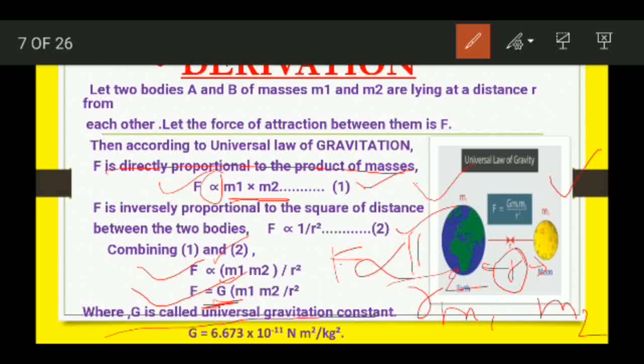And G here is known as the universal gravitational constant, which has a value of 6.67 into 10 raised to the power minus 11 Newton meter square per kg square. This value remains constant throughout the universe.